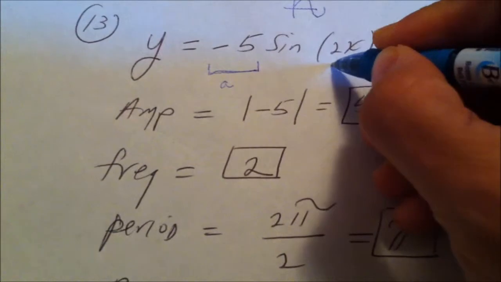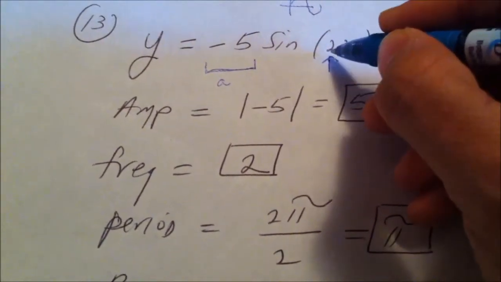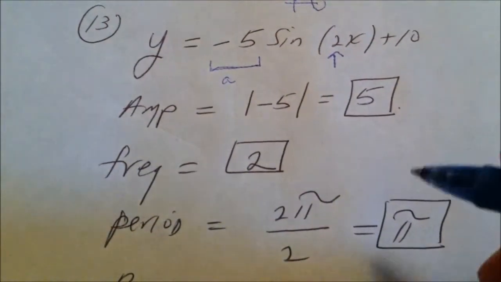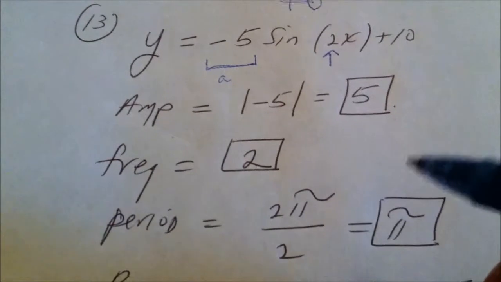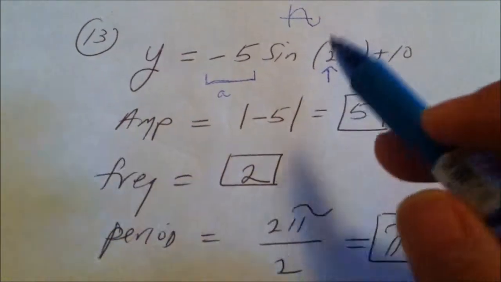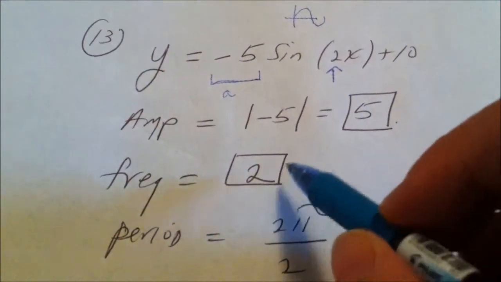Frequency is the coefficient of the angle, and the angle in this case is x. Frequency is going to be 2. Now what does that mean? Frequency is the number of full cycles in a 2 pi interval. So in a 2 pi interval here, you should expect to see 2 cycles of the sine curve, a hill and a valley and a hill and a valley.